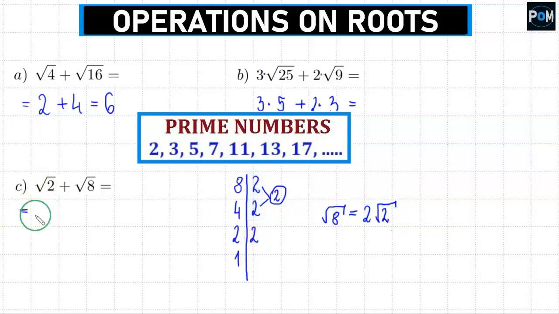So I'll rewrite this square root of 2, and instead of the square root of 8, I'll write 2 square roots of 2. Now I can add this, because it's the square root of 2, so 1 square root of 2 plus 2 square roots of 2, together that makes 3 square roots of 2. And this is the result for example C.